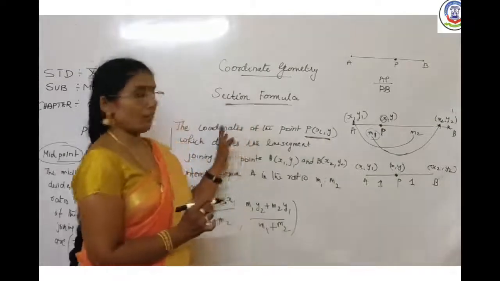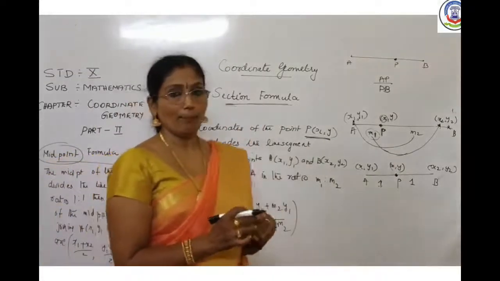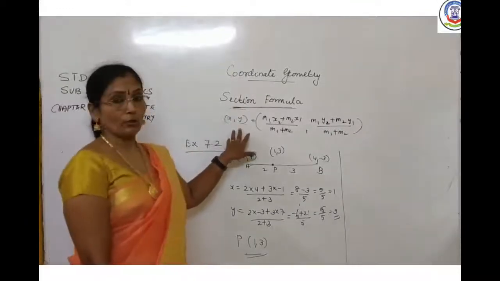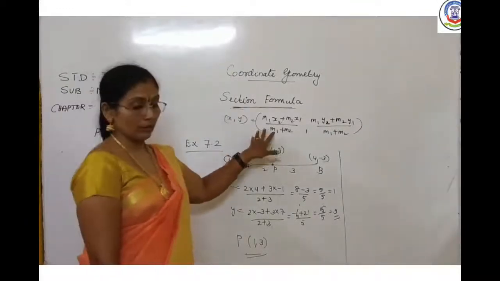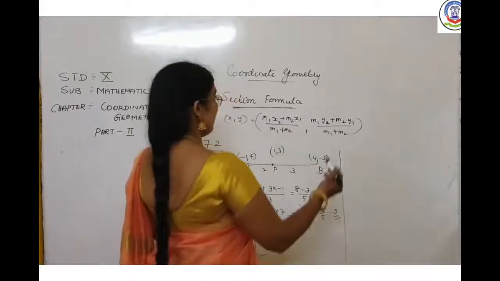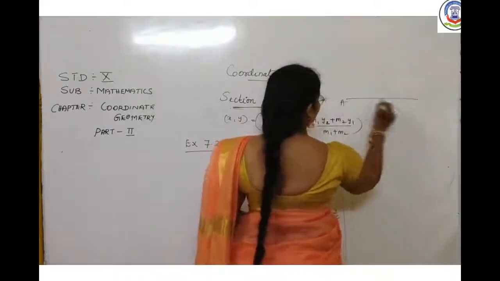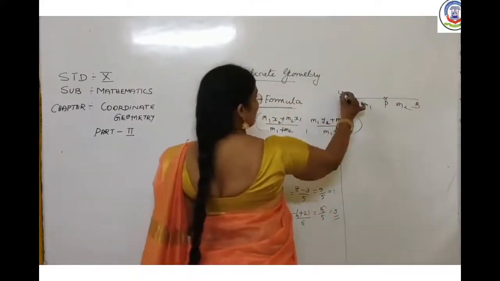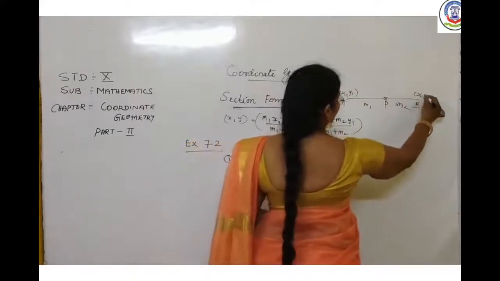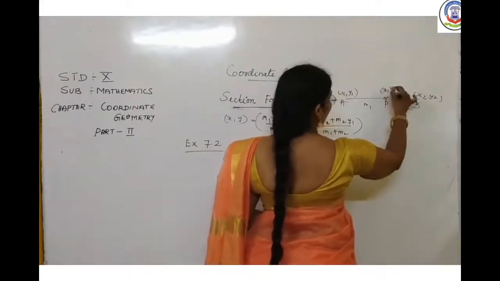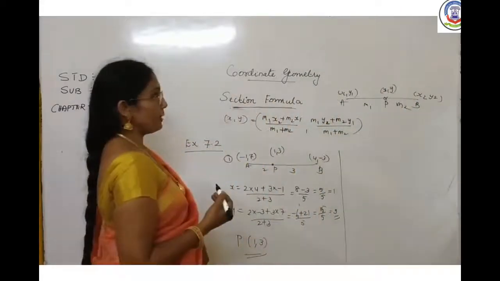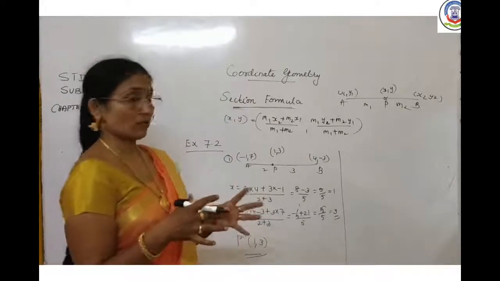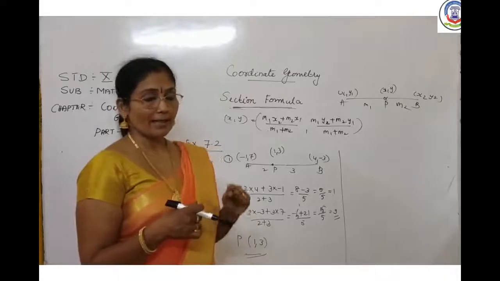Now you might have understood the section formula and the midpoint formula. The section formula you already learned: how can you find out the coordinates of the point P which divides the line segment in the ratio m1 is to m2, when its endpoint coordinates x1, y1 and x2, y2 are also given? Related to this, some problems we are going to solve from exercise 7.2.